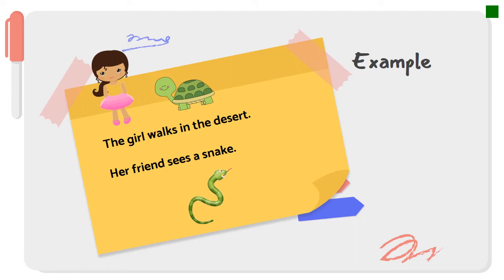And which noun names a place? We have the word desert. So the word desert names a place. So in the first sentence we have girl and desert. Let's move on to the second sentence. Her friend sees a snake. Friend is a noun. Why? Because the word friend names a person. And which noun names an animal or a thing? We have the word snake. So the word snake names an animal. So in this sentence we have the word friend and the word snake.